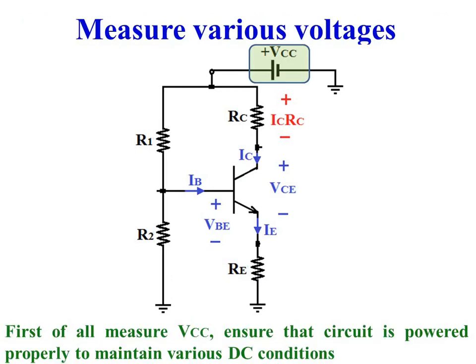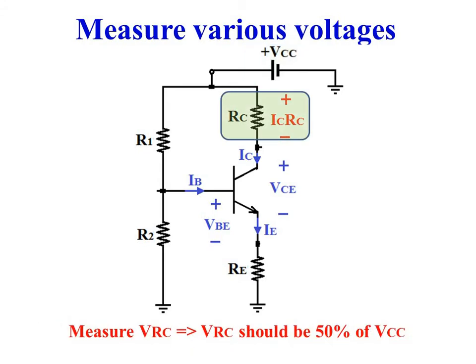Measure various voltages. First of all, ensure that the circuit is properly powered. Measure VCC. Next step is to measure voltage drop across collector resistance Rc. Voltage drop across collector resistance Rc should be 50% of VCC when there is no input signal. So if VCC is equal to 12 volt, voltage drop across collector resistance Rc should be 6 volt.